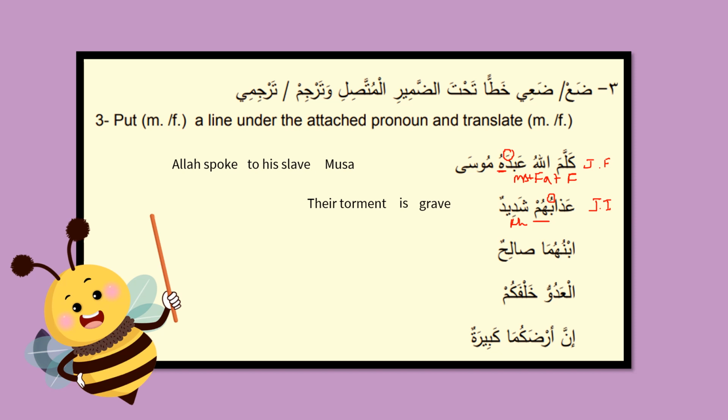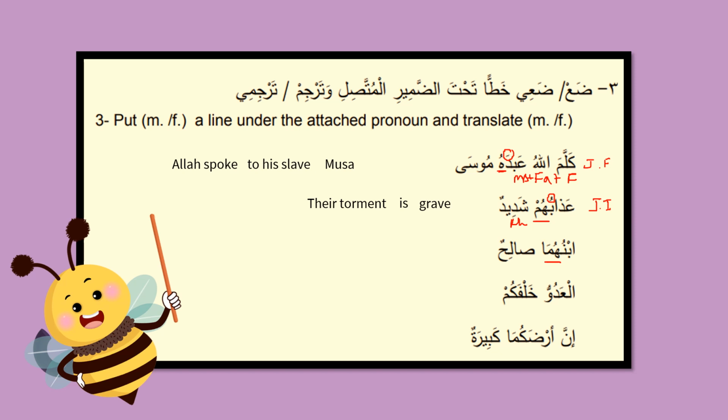Ibnuhuma. Where is our attached pronoun? Huma. Huma is for dual, and this is from ghaib. How do you recognize? The ha of ghaib, right? The ha of ghaib, and this alif tells you it is the dual from the ghaib. So look at the letter ha from the ghaib, and alif. So it is the dual from the ghaib.